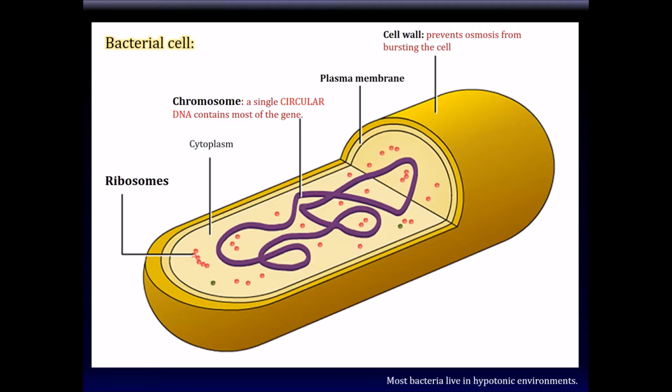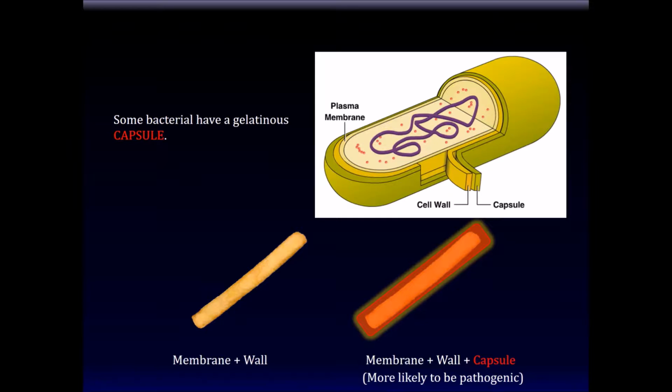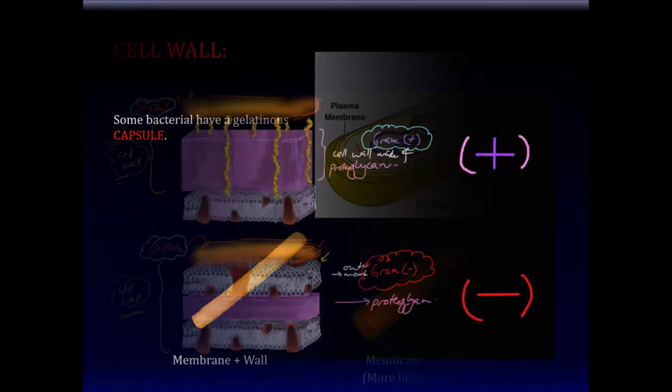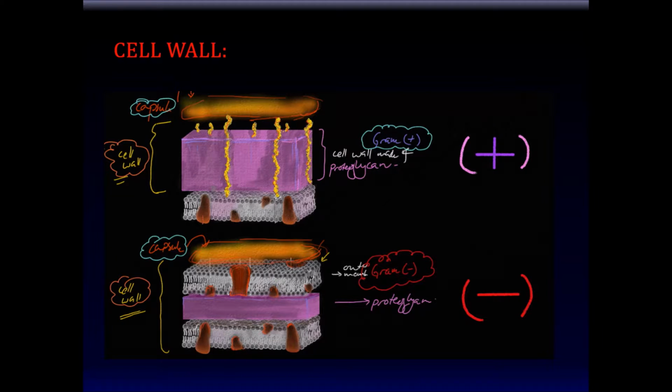Bacteria, in addition to the cell membrane, have a cell wall because of their peculiar needs. They have a circular DNA. The mush inside is called the cytoplasm. They have ribosomes. They make proteins. Some bacteria have a capsule. The analogy I gave you was that if the membrane and the cell wall were like a French fry, and you dip the French fry in ketchup, that's a capsule. That's additional material.